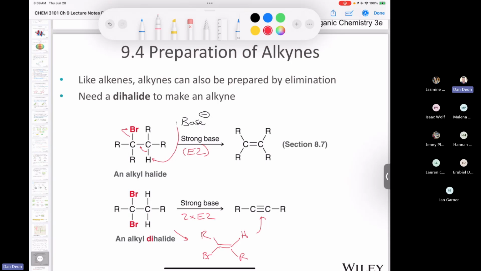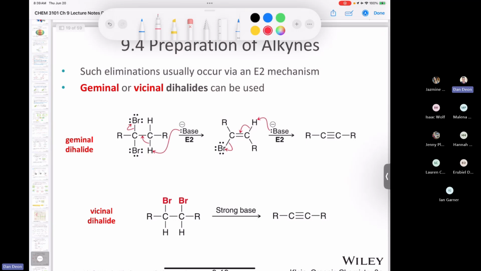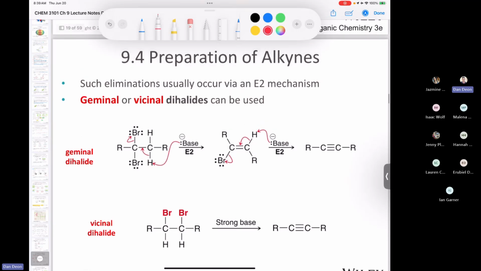So you do 2 eliminations in a row. You see the mechanism is shown here, okay? I expect you to know this mechanism, which is just a double E2 reaction, right? This is an E2 and this is an E2. There's nothing new here at all.